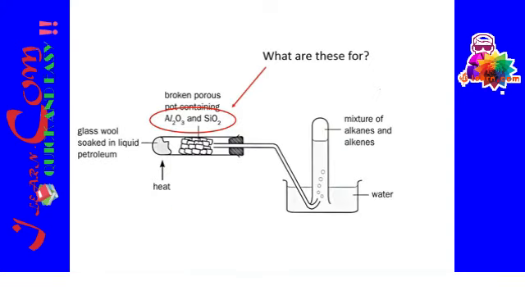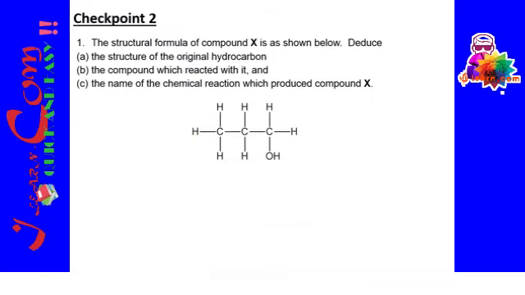Sometimes you may see this question in the O-levels. In this question, they have a porous pot here. Take note, the porous pot is the catalyst. It contains aluminum oxide and silicon dioxide. So these two are the catalysts for cracking to take place. If you crack a longer chain hydrocarbon in petroleum, what do you get? You get a mixture of alkanes and alkenes. This is just for your information in case it comes out in the O-levels.